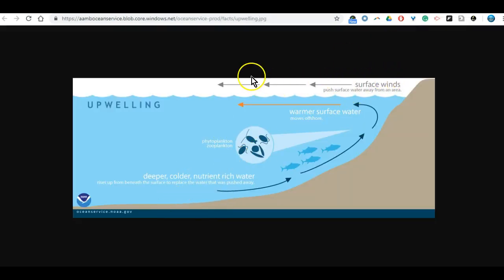Again, you have surface winds like the trade winds, for example. This ties back to El Niño, pushing warm water away, so it creates an empty space where cold water is brought up to the surface. This is why off the coast of Peru you have this pool of cool water here, and the warm water is being pushed towards Australia.